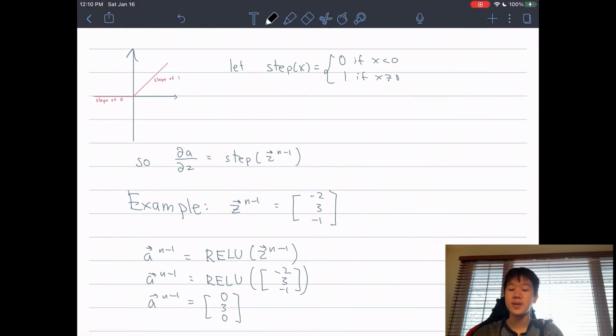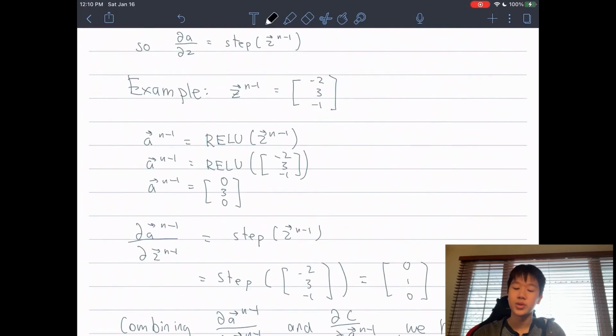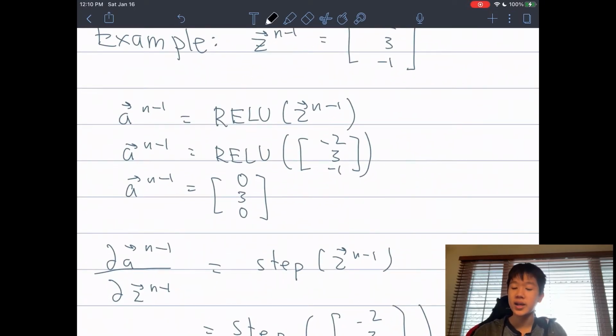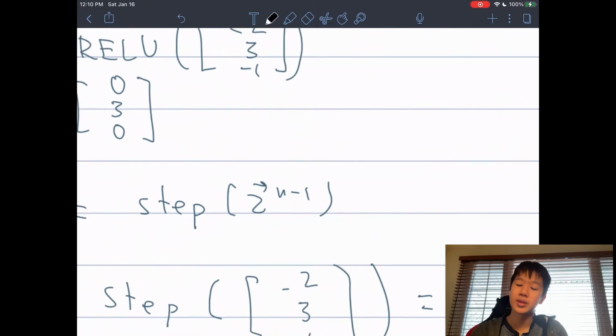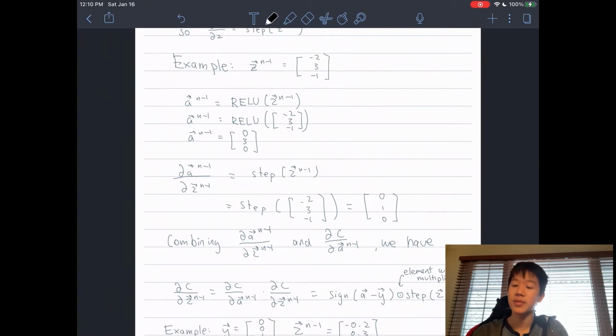Given an example, let's say I have z n minus 1 equal to minus 2, 3, 1. I do the ReLU of that, and I get 0, 3, 1 as activation. Then I will have del a n minus 1 over del z n minus 1, which is equal to step of the vector z n minus 1.